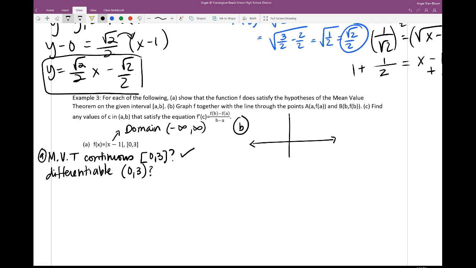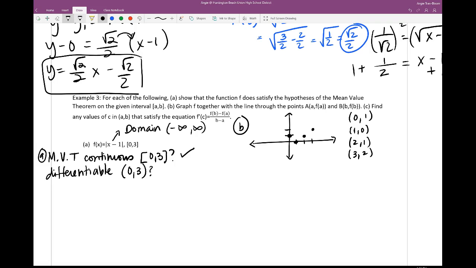Okay, so it wants us to do a graph from 0 to 3. When x is 0, 0 minus 1 is negative 1. Absolute value of negative 1 is 1. So now 0 up 1, okay? When x is 1, 1 minus 1 is 0. When x is 2, 2 minus 1 is 1. When x is 3, 3 minus 1 is 2.